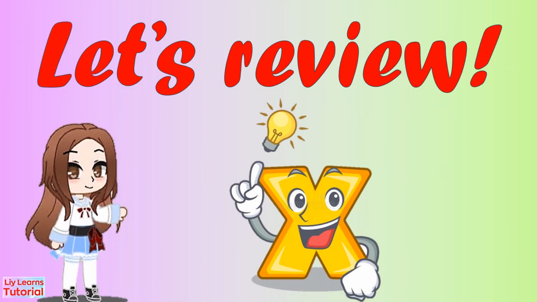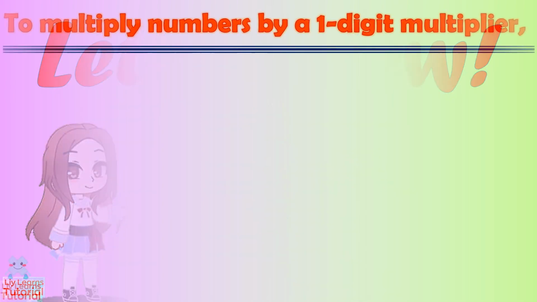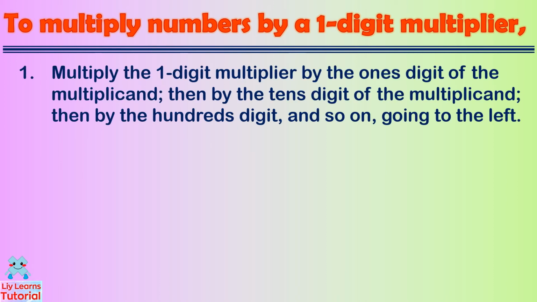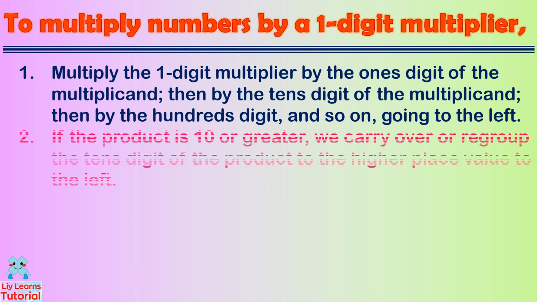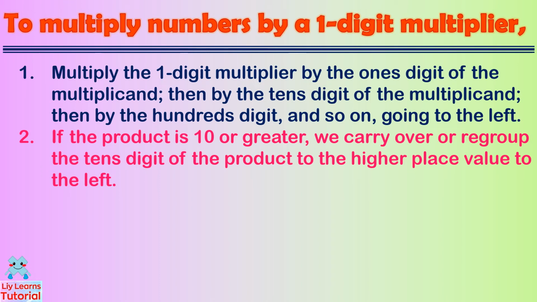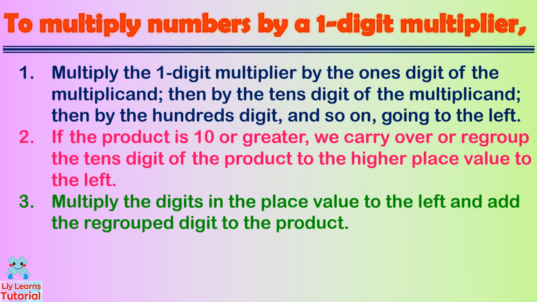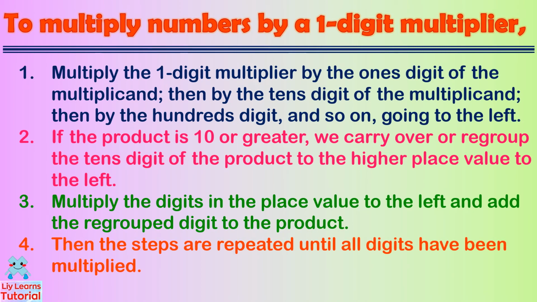Let's review the steps in multiplication. Step 1. Multiply the one-digit multiplier by the ones digit of the multiplicand, then by the tens digit of the multiplicand, then by the hundreds digit, and so on, going to the left. Step 2. If the product is 10 or greater, we carry over or regroup the tens digit of the product to the higher place value to the left. Step 3. Multiply the digits in the place value to the left and add the regrouped digit to the product. Step 4. Then the steps are repeated until all digits have been multiplied.